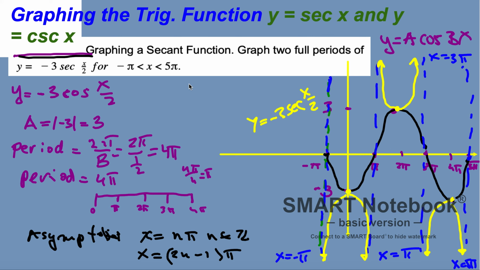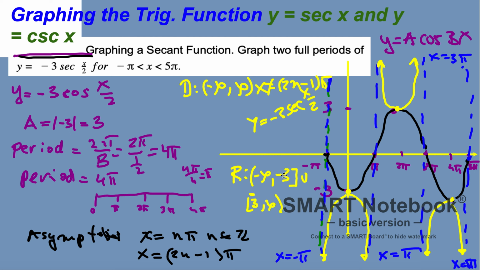If we are looking for the domain, the domain is from minus infinity to infinity, except x should be different from (2n - 1) pi, so those asymptotes are not included in the domain. The range is a little bit tricky. It is from minus infinity to -3, which includes -3, because -3 is the minimum of the function cosine x, union from 3 to infinity, which includes the point 3. So this is going to be the range.